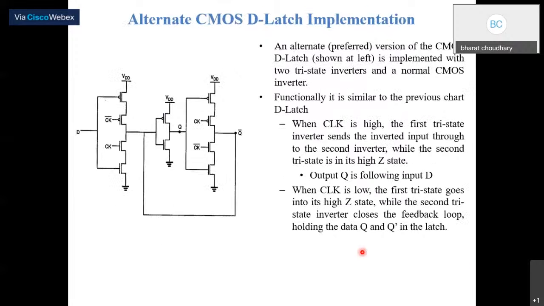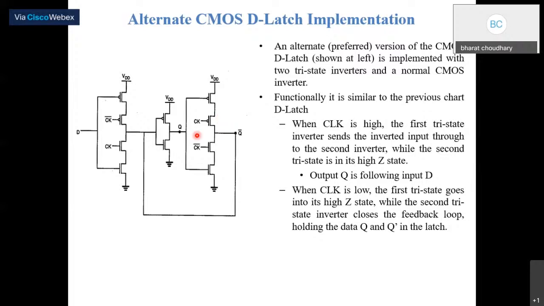And now this is the alternate CMOS D latch implementation. Here the tri-state inverter is used. So this is the alternate circuitry. Here the CMOS D-latch is implemented with two tri-state inverters and a normal CMOS inverter. This is a normal CMOS inverter, and these are the tri-state inverters.